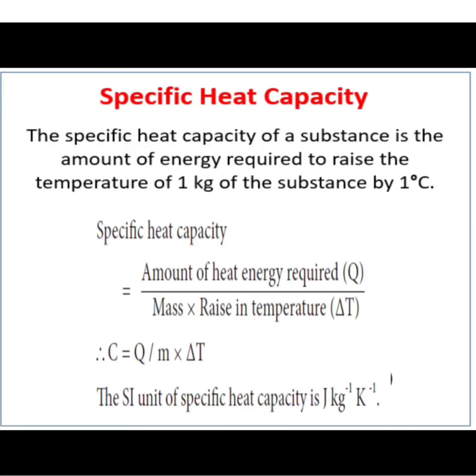Specific heat capacity. When the heat capacity of a substance is expressed for unit mass, that is per mass, it is called specific heat capacity. Specific heat capacity of a substance is defined as the amount of heat energy required to raise the temperature of 1 kilogram of a substance by 1 degree Celsius or 1 Kelvin. It is denoted by the symbol C.